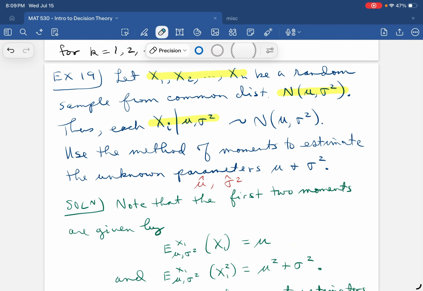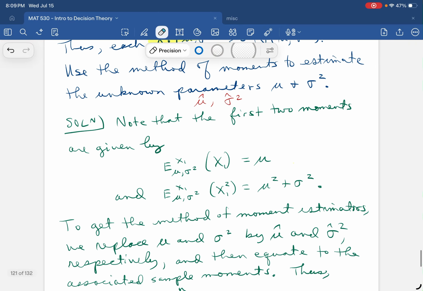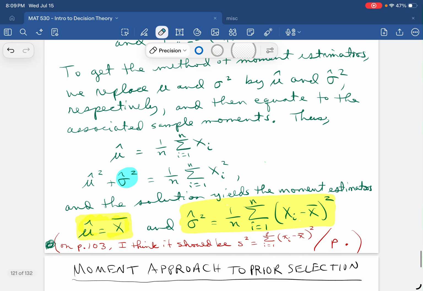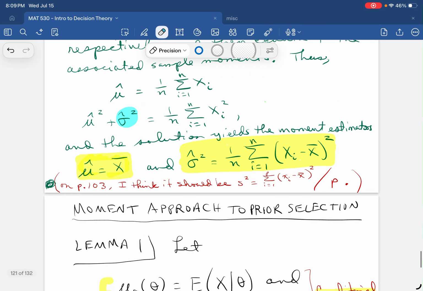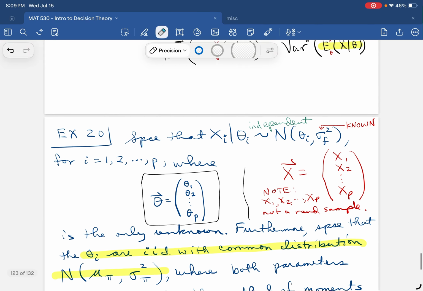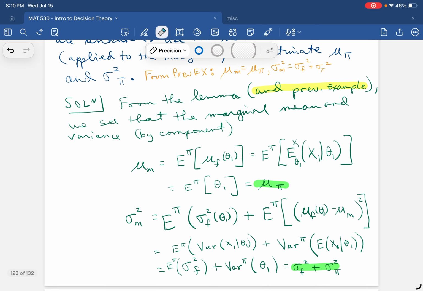Now at this point, let's recall that previous example where we learned that the standard moment estimators for the mean and the variance are what we see here. Now, if we apply that to the example we're working on, then the standard estimate for the marginal mean is x bar. So we can use that to estimate the prior mean. And then the standard estimate for the marginal variance is little s squared, as we defined in that previous example.